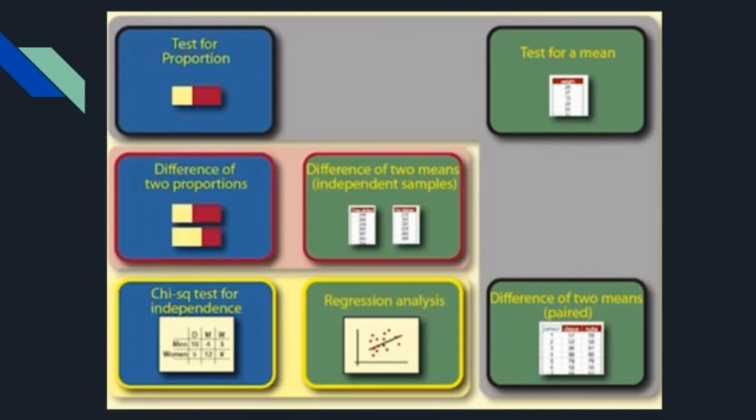Purpose could be testing against hypothesized value: test for proportion, mean, and difference between the two means. It can also be for the reason of comparing two statistics, or to check the relationship between the two variables, where we use chi-square testing or regression analysis.